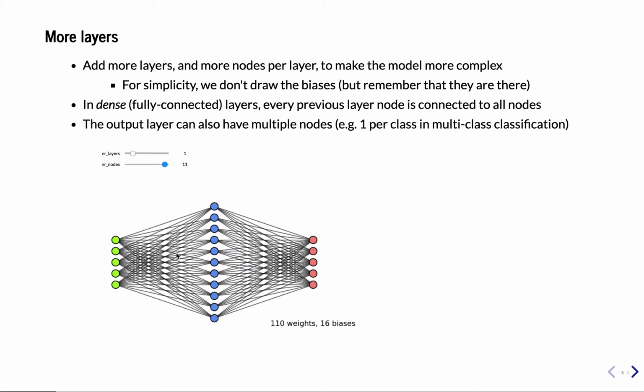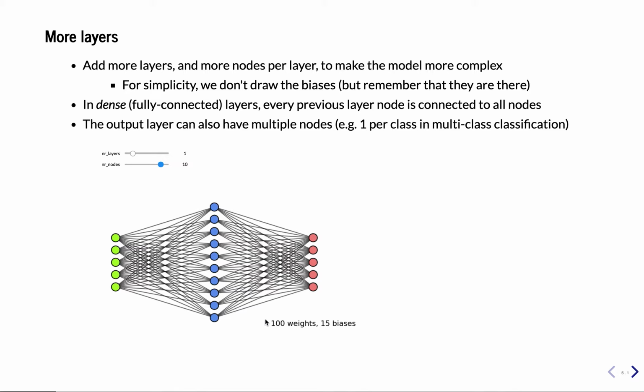Right? Now, in this figure, I'm not drawing the biases, but remember that they are there. Right? So in this case, we'll have, let's take 10 here. We'll have 100 weights because every one of these 10 is connected with 5 of these nodes and 5 of these nodes. So together, this will be 100 connections or 100 weights. And we'll also have 15 biases. That's one bias for every one of these 10 nodes here, and one for every one of these 5 output nodes here.